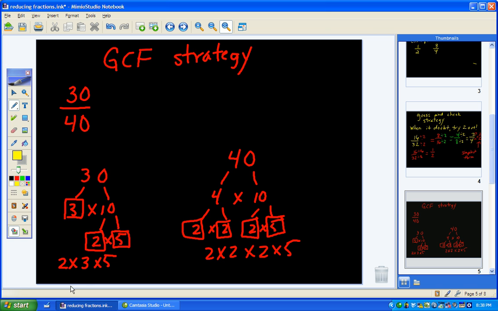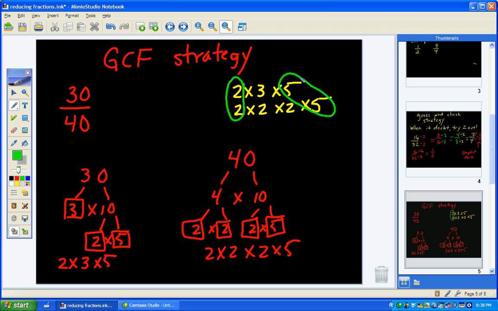Alright, now I'm going to compare the two of them. I've got 2 times 3 times 5 for 30. Then I have 2 times 2 times 2 times 5 for my 40. Now I'm looking for something I see in the top and the bottom. So I see both of them have a 2 and both of them have a 5. So 2 times 5 equals 10, and that's my GCF.